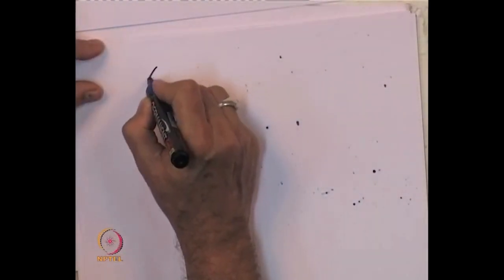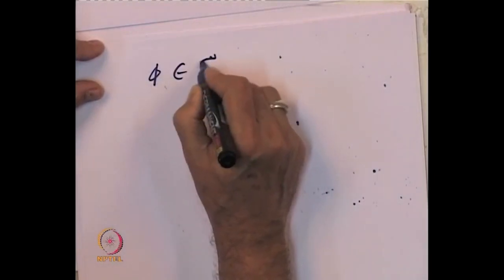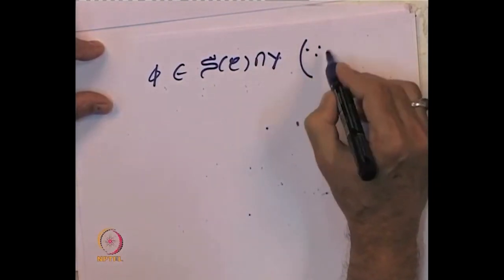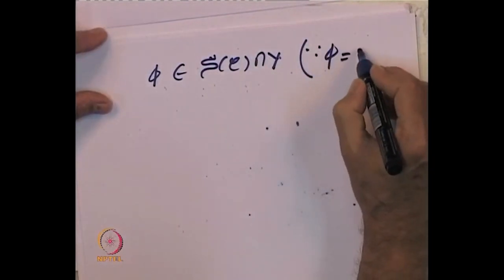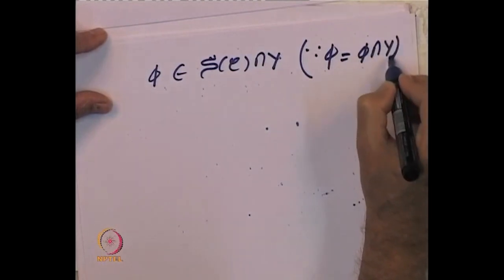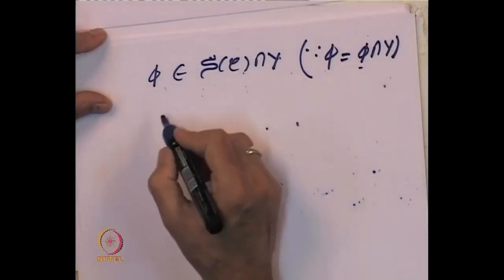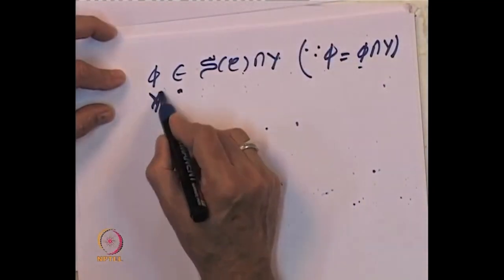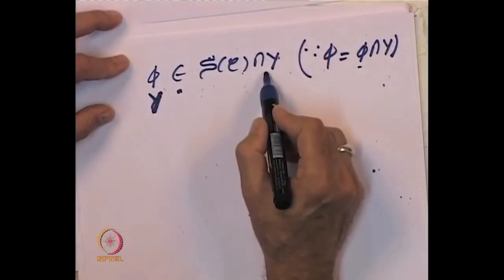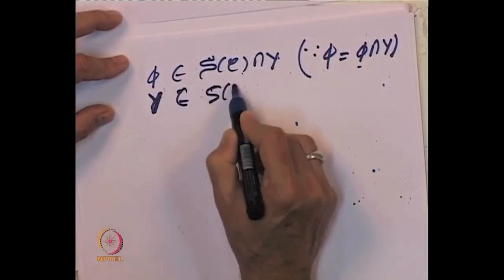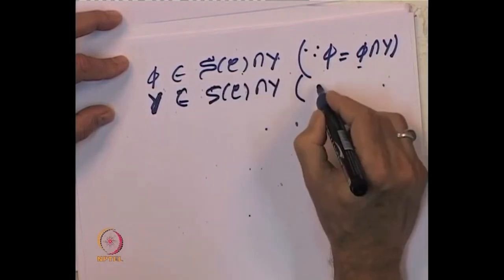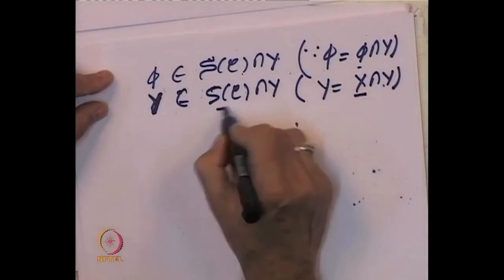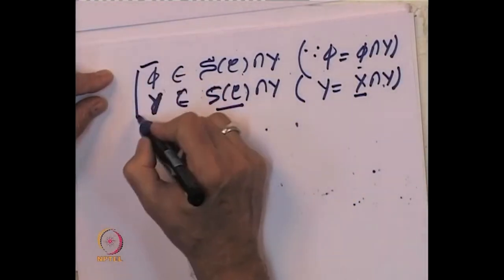So, does the empty set belong to S of C intersection Y? Yes, because the empty set can be written as empty set intersection Y, and the empty set belongs to S of C. Similarly, the whole space, which here is Y, belongs to S of C intersection Y. That is true, because Y can be written as X intersection Y, and X is in the sigma algebra S of C. So, both these things belong.